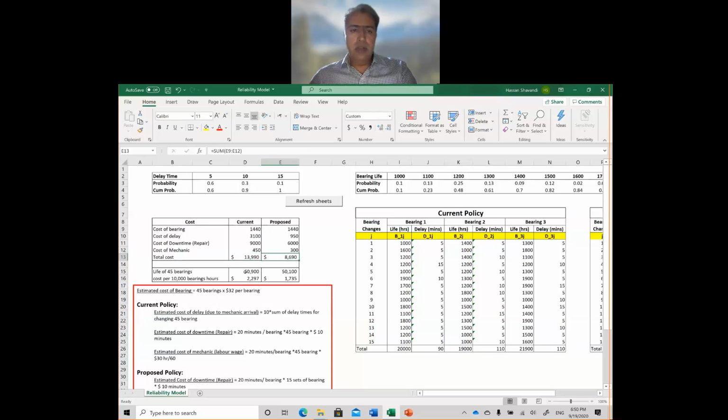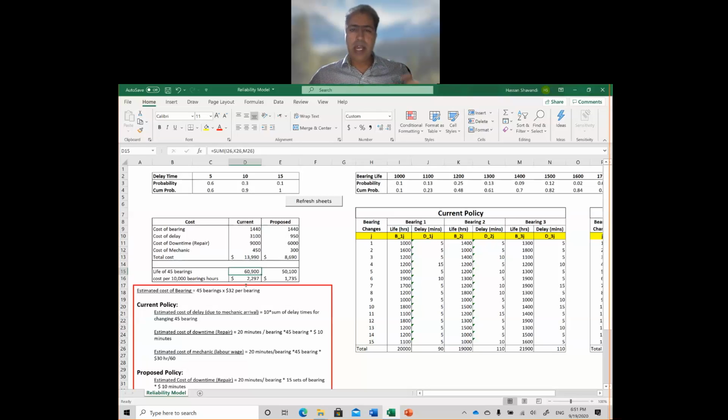Okay, and as you see here, the life of 45 bearings in the current system is usually greater than in the proposed system, and it makes sense because in the proposed system, at any failure, we replace the other two bearings which are still working, right? So because of that, the total life of 45 bearings will be less in the proposed system compared to the current system.